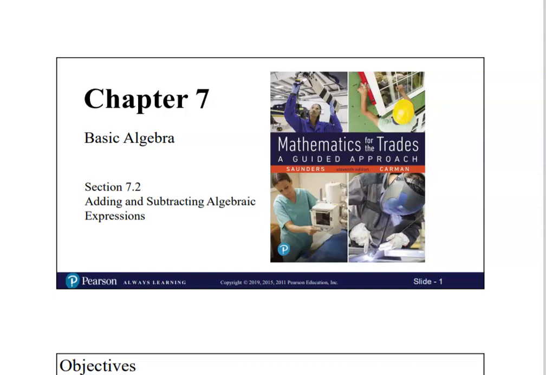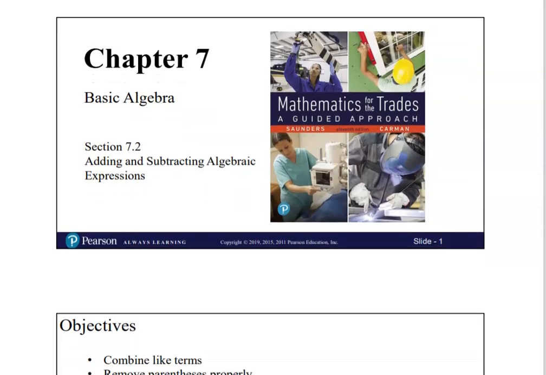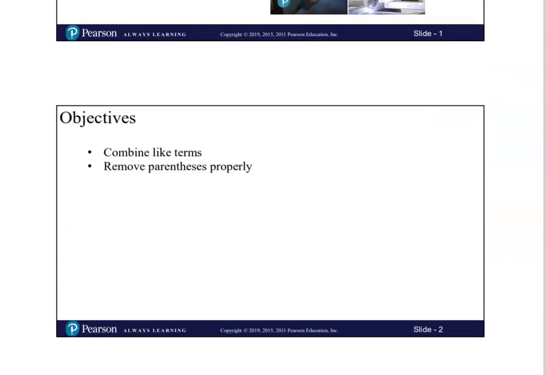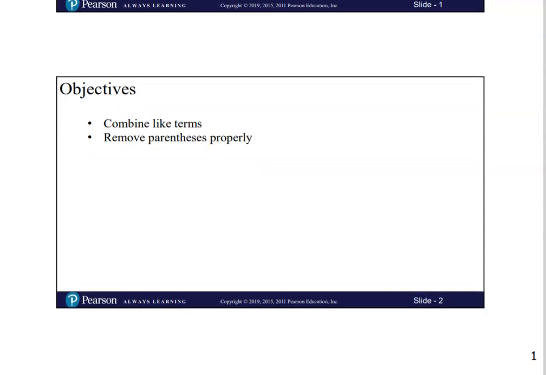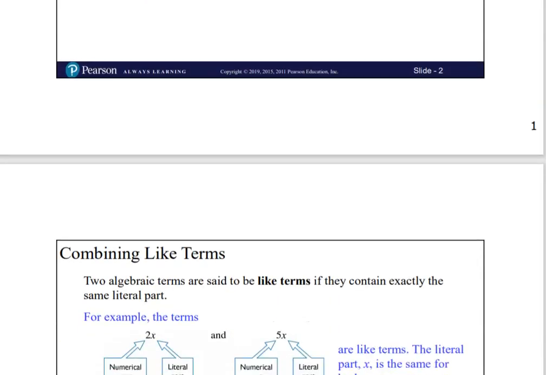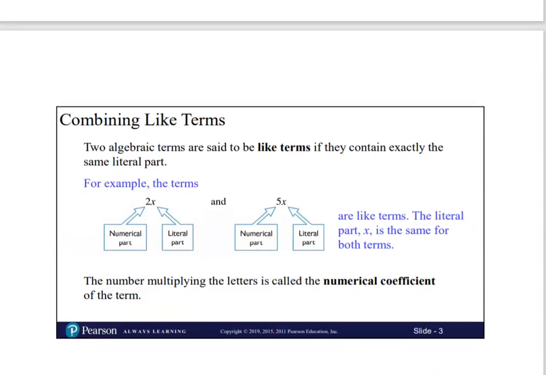Okay, we're going to be talking about Chapter 7, and we're in Section 2 where we're going to be adding and subtracting algebraic expressions. So the objectives of this are that you're going to be able to combine like terms, and you're going to be able to remove your parentheses properly when solving algebra problems. So what does combining like terms mean?